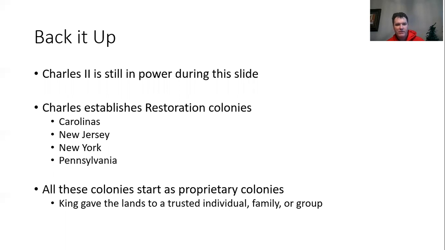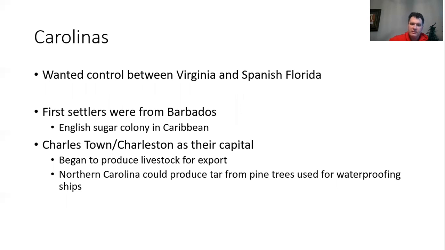All right. So Charles II is still in charge. We're going to back it up just a little bit. And he establishes these restoration colonies in North Carolina, New Jersey, New York, and Pennsylvania. Basically, the king is going to give large plots of land in the Americas to either trusted individuals or families or groups of people for them to redistribute the land however they see fit. And this is just to encourage settlement in the New World.